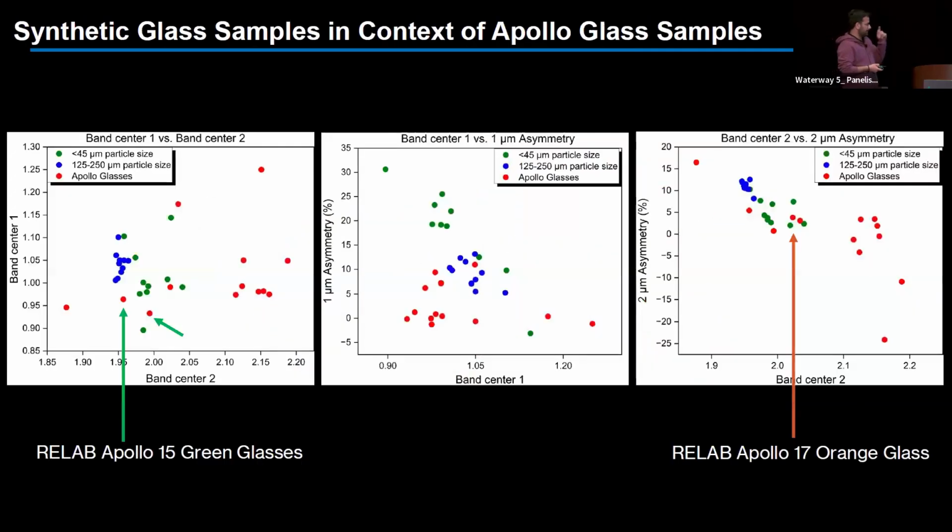So now we plotted band center versus band center, and the band centers versus the 1 micron and 2 micron asymmetricity. So here you can see the green and blue are the synthetic glasses and the red ones are the Apollo glasses. So we found some similarity in band center for Apollo 15 green glass, which was close to the actual Apollo 15 glasses, the RELAB glasses. But we didn't see any trend in 1 micron asymmetry, but we did see a proximity of Apollo 17 orange glass, the actual RELAB glass, with our synthetic glasses in 45 micron.